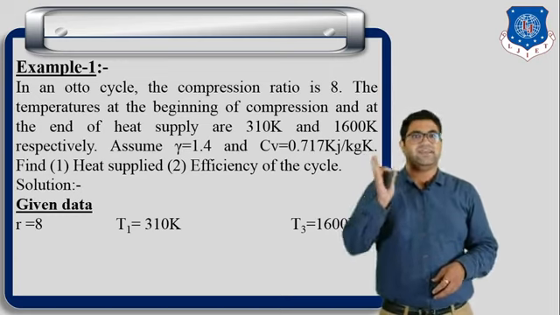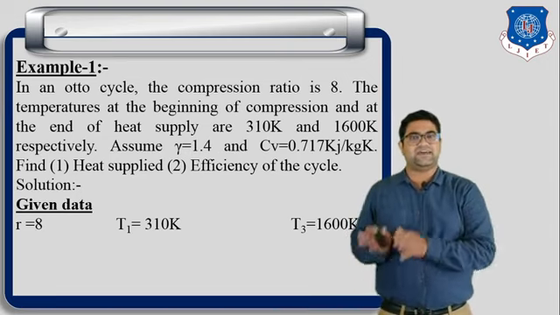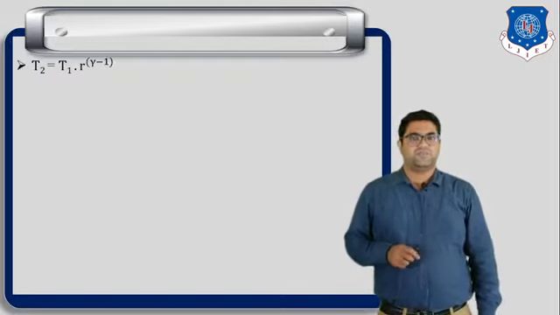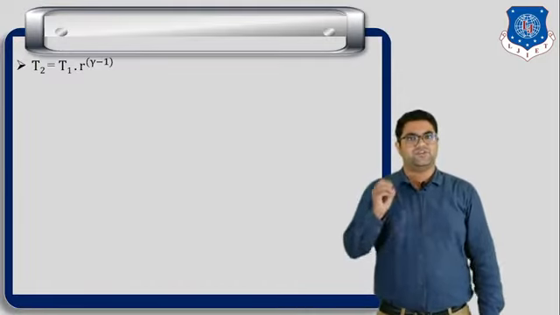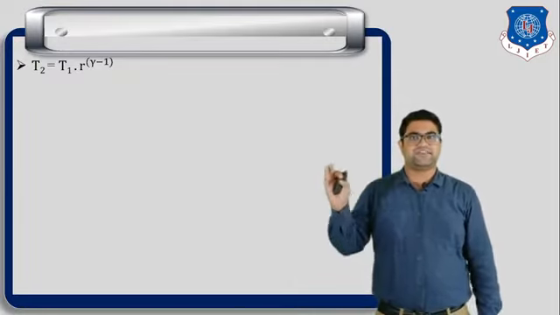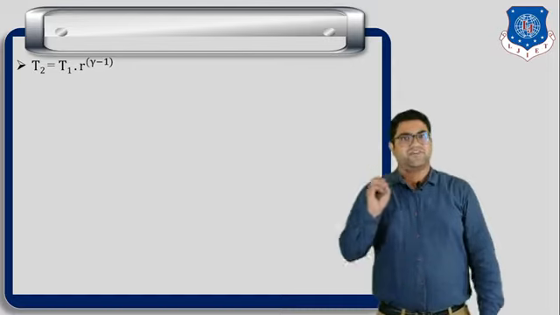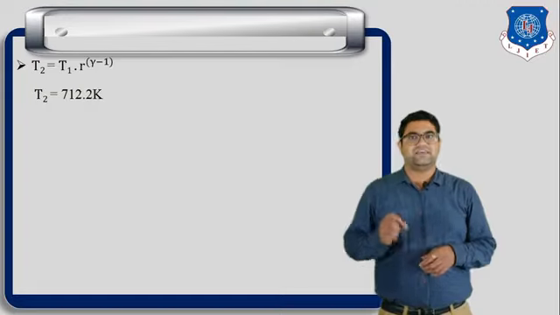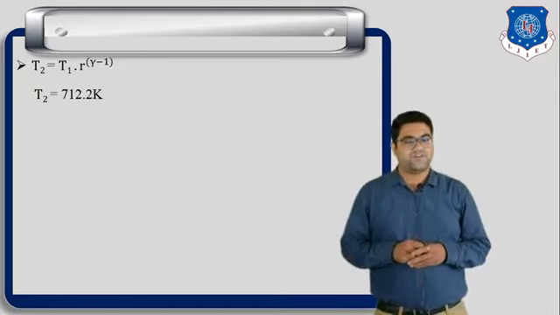Okay, so let us start the calculations. Here T1 is already given and T3 is already given. So if we find the value of T2, then we can directly find the value of heat supplied. First of all, we are going to calculate T2. We know the 1 to 2 process in the Otto cycle was an adiabatic compression process, and during the derivation of efficiency we derived this equation: T2 is equal to T1 into r raised to gamma minus 1. The value of small r is already given, that is 8, and the value of T1 is given, so we can write T2 is equal to 712.2 Kelvin. Okay, so we got the value of T2.